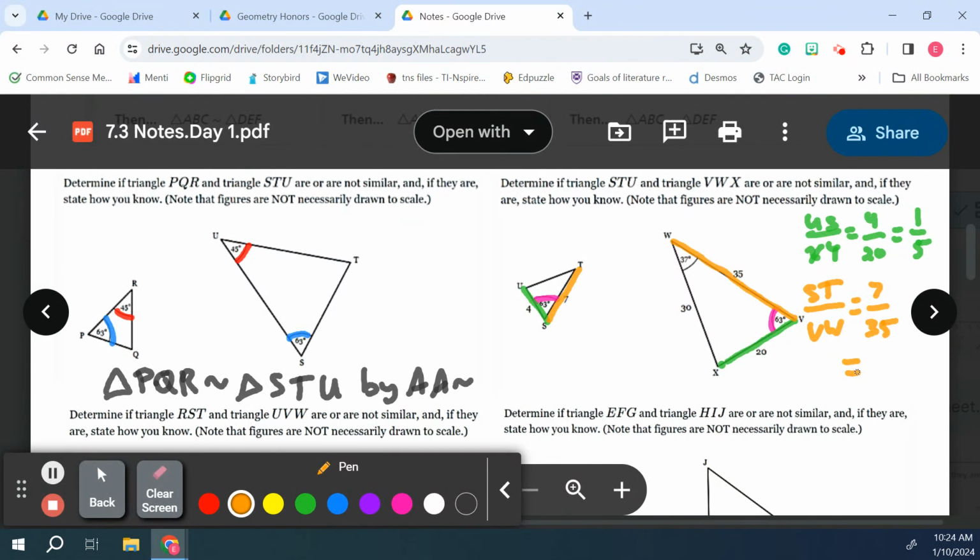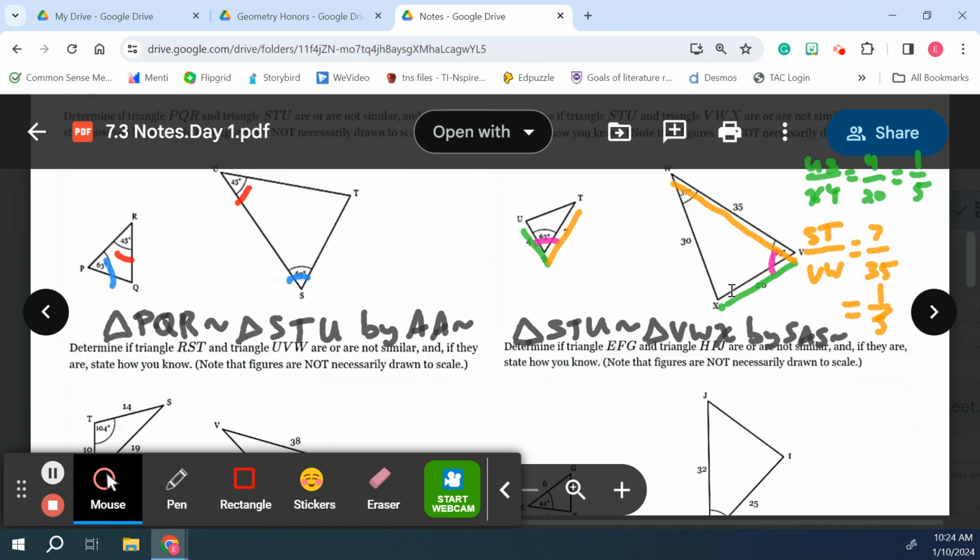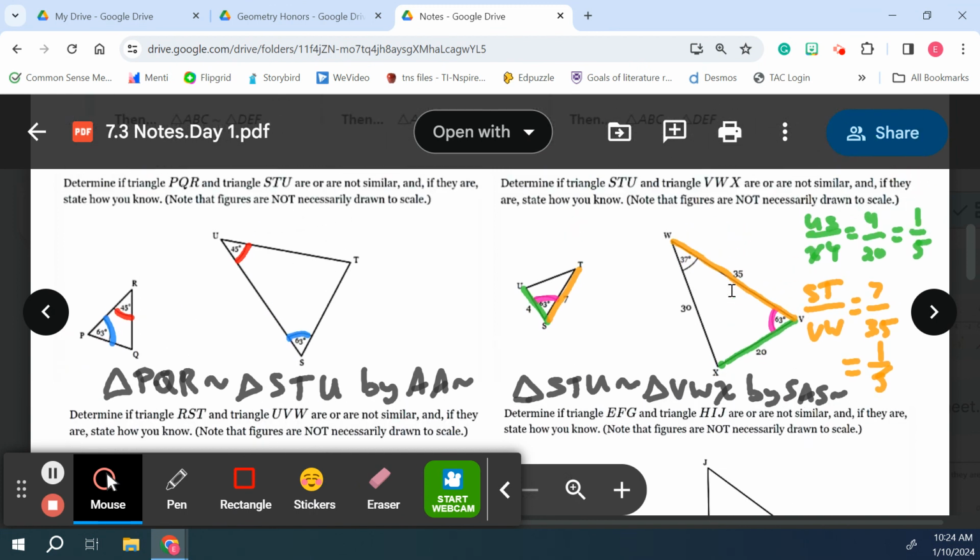Good. It does reduce to 1/5. So these are the same. Since these are the same and we have congruent angles, we know that triangle STU is similar to triangle VWX by side angle side similarity. All right, questions on those two?